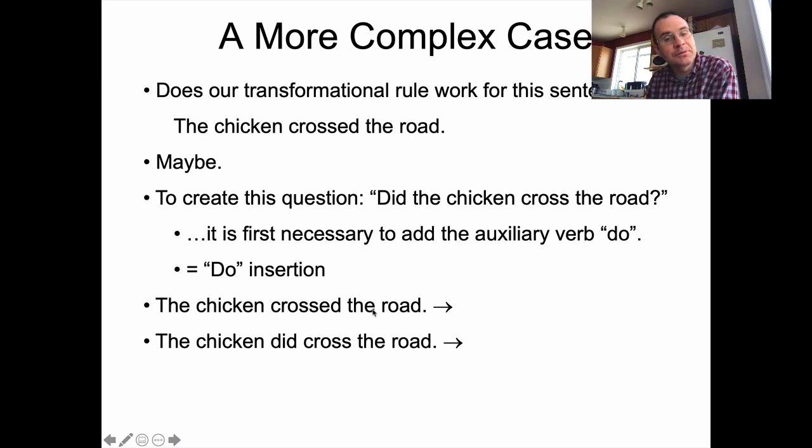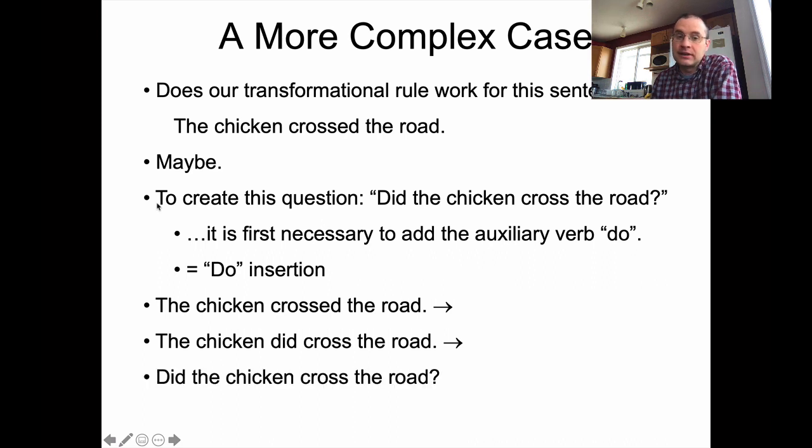So the chicken crossed the road, and you can convert that to the chicken did cross the road. This is a different kind of transformational rule. So this auxiliary is going to take on the tense features that we saw just in the main verb before. And then after that, now that you have an auxiliary, you can just move it to the front like we've seen with the other example sentences. Did the chicken cross the road? So an extra step gets added in there.